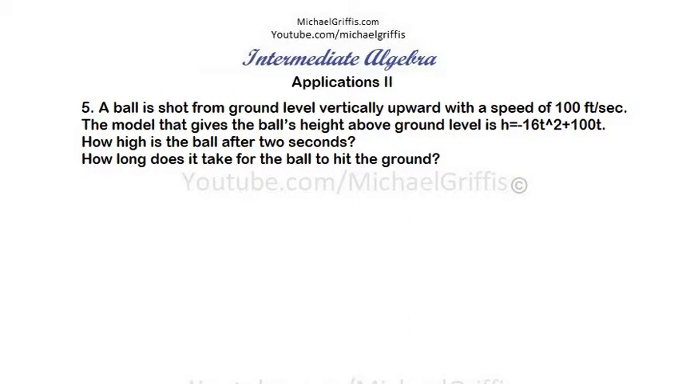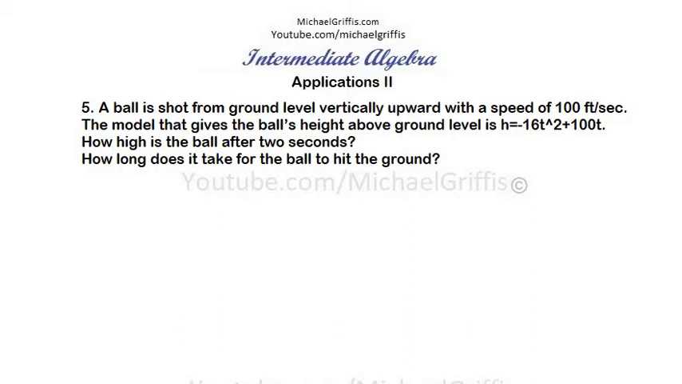A ball is shot from ground level vertically upward with a speed of 100 feet per second. The model that gives the ball's height above ground level is h is equal to negative 16t squared plus 100t. How high is the ball after 2 seconds? How long does it take for the ball to hit the ground? So those are the two questions we want to answer.